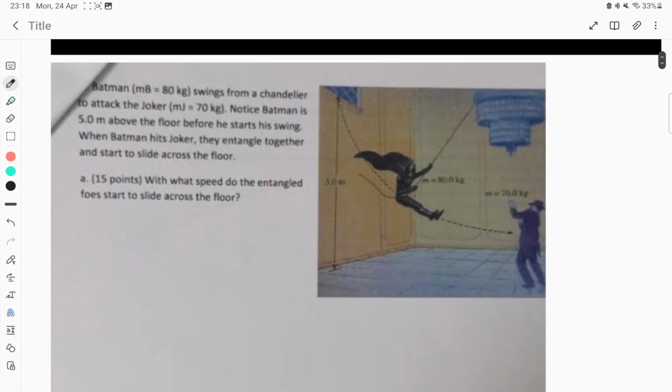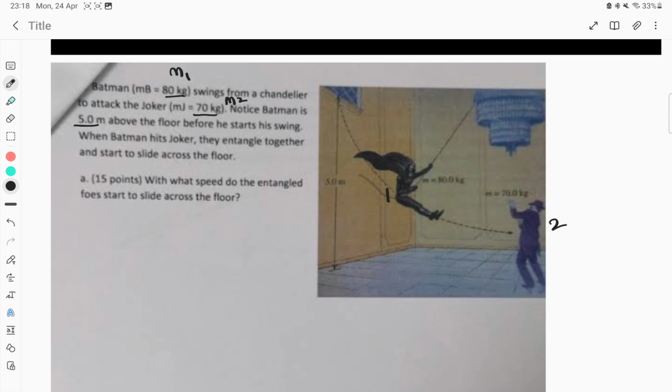Here's a very good question which I found on the internet. Reading the question for y'all. Batman Bhaiya of mass 80 kilogram. Let me just make a note of this. So mass of Batman, I will label Batman as object 1, Joker Bhaiya as object 2. So Batman has a mass m1. He's swinging to attack Joker of mass m2. So this is my m2. Okay. Then they're telling us that Batman is at a height of 5 meter above the floor before he starts to swing. Very good, good for him.